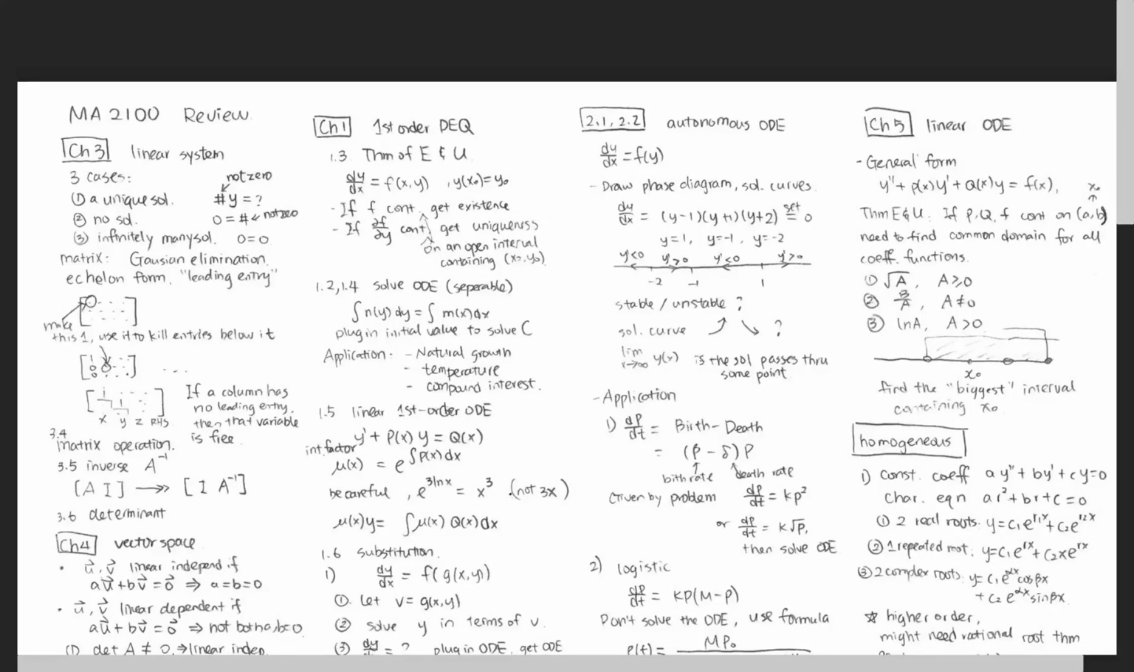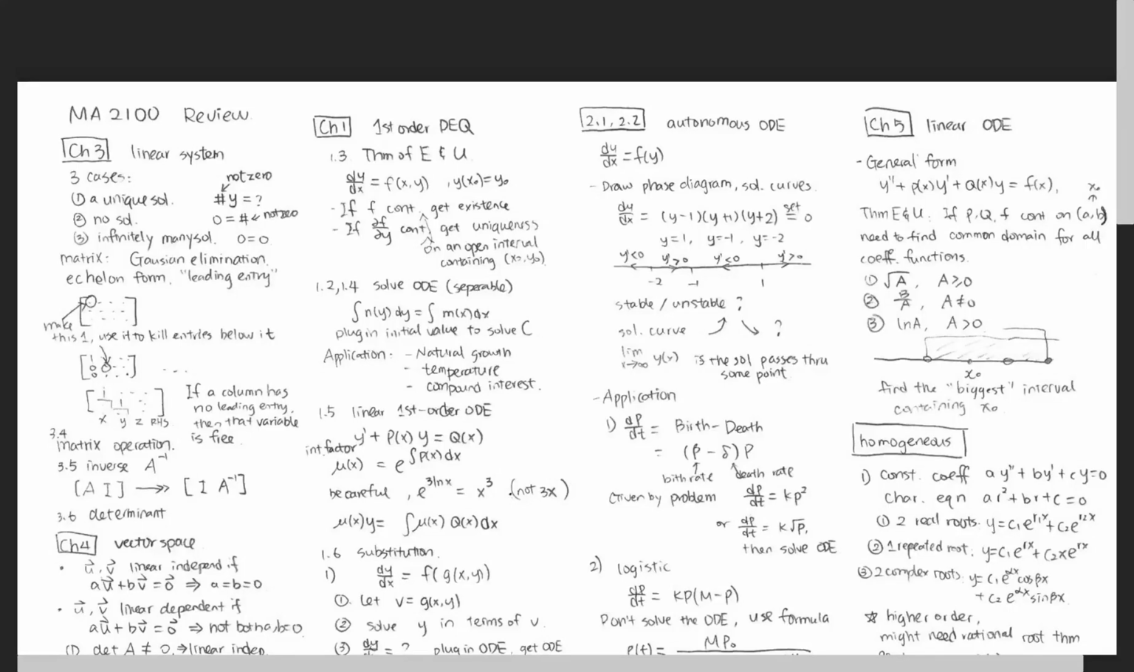Then you set the right-hand side to be f, okay? You define it as f of x, y. Okay, if f is continuous near the initial point x0, y0, then we get existence. If partial f, partial y is continuous near the initial point x0, y0, then we get uniqueness.